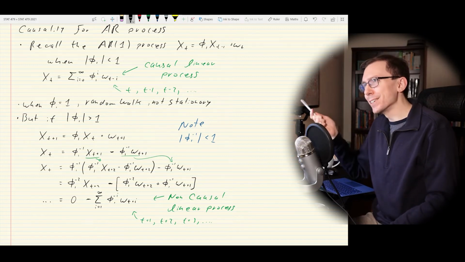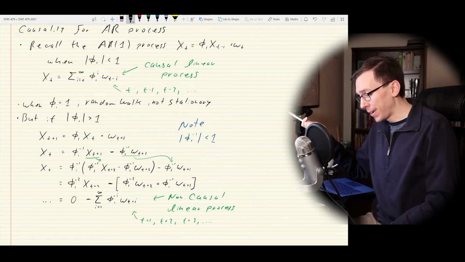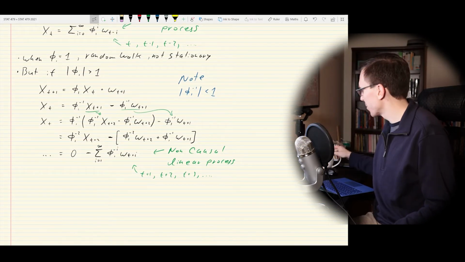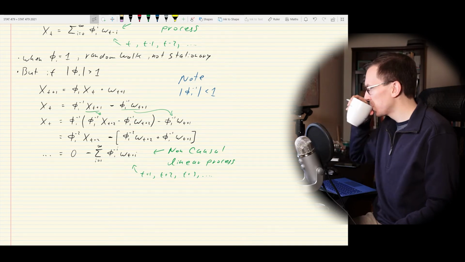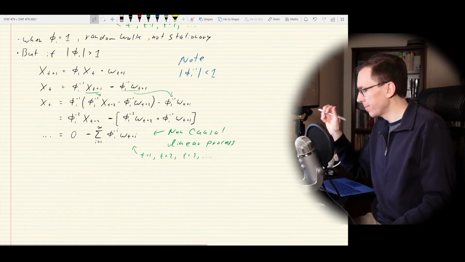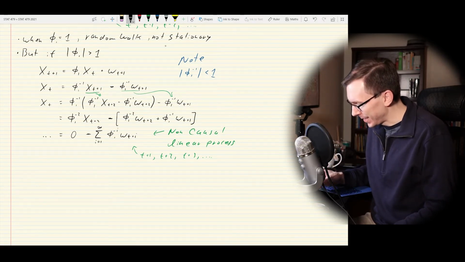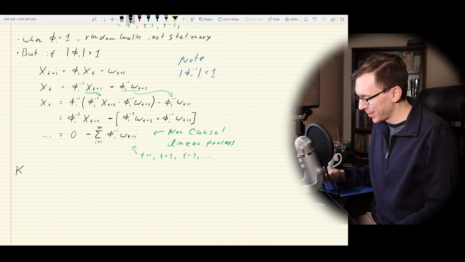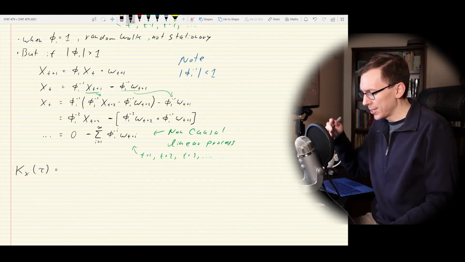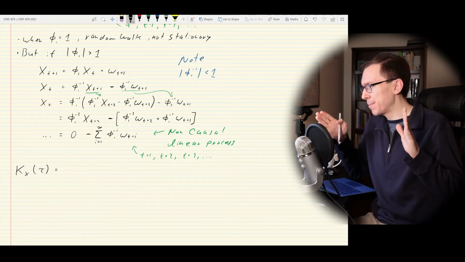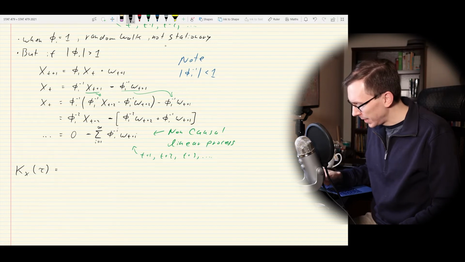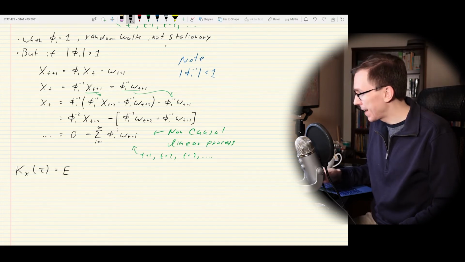So what we really need to do is compute the autocovariance to show that it is in fact a stationary process. So let's do that. Because I know that it's stationary, we're going to write it as k_x of tau, where tau is going to be the difference between two time points. And what we can do is write this now as the expected value.